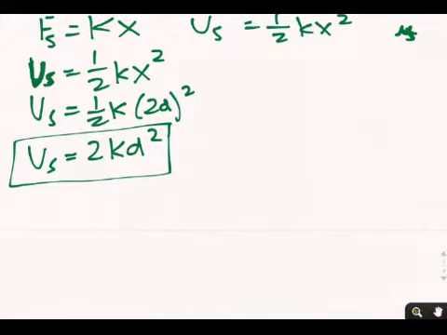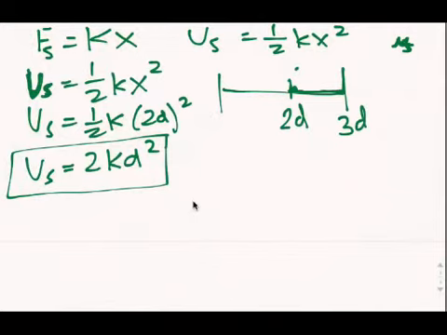Okay, part 3, the block is now sliding and you're looking for u or mu sub k. And the problem says mu sub s, but it's a typo. It should say mu sub k because it's moving. And now you're going from moving to stopping. So it's moving from 3D to 2D.